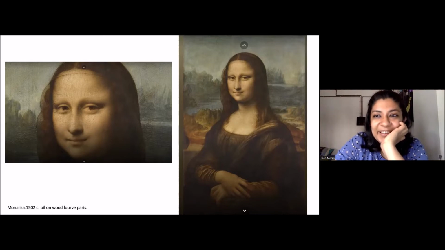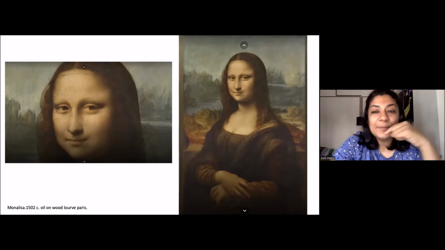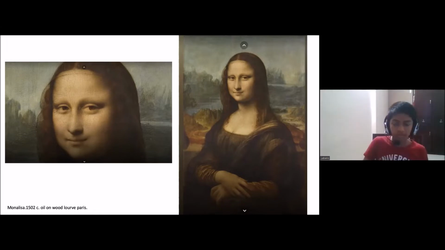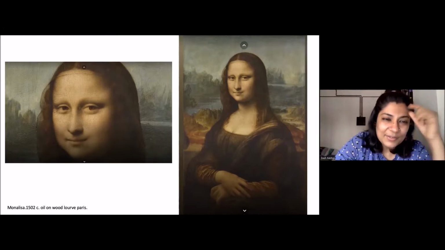Next, anybody? Eyes and the lips, they look 3D. Yeah, it looks like they have some depth in it. Good observation, Alina. Ma'am, what's the mark on the forehead? That's the cracks, because it's a very old painting.